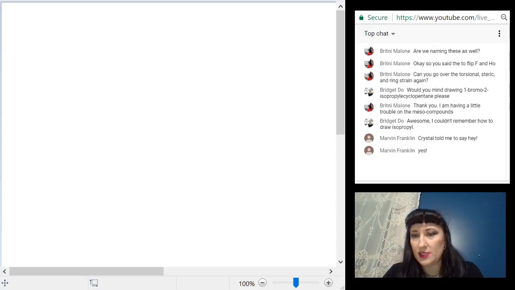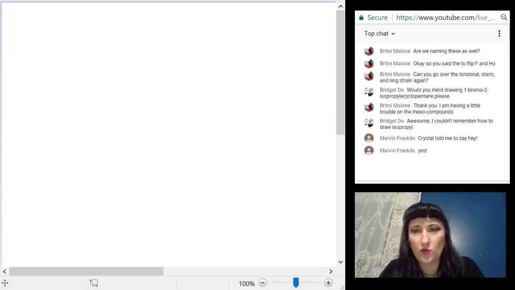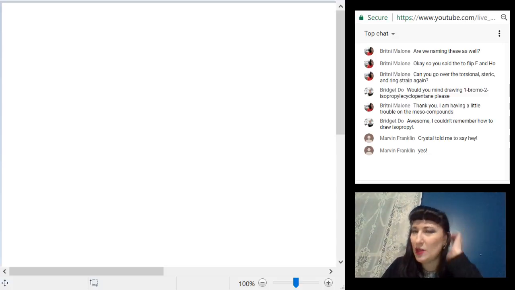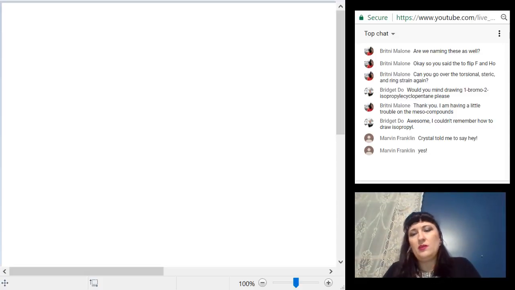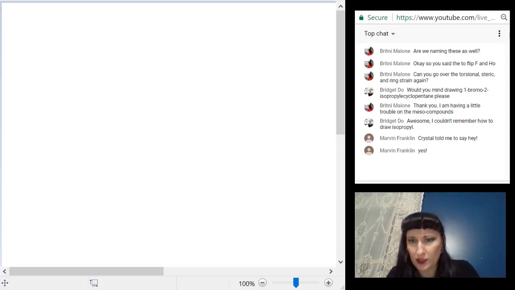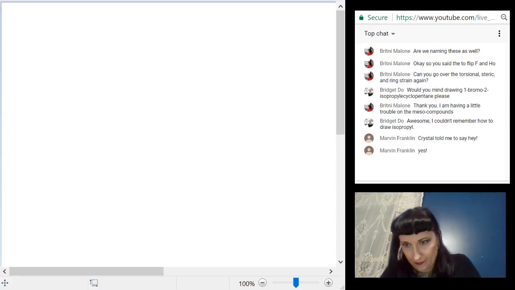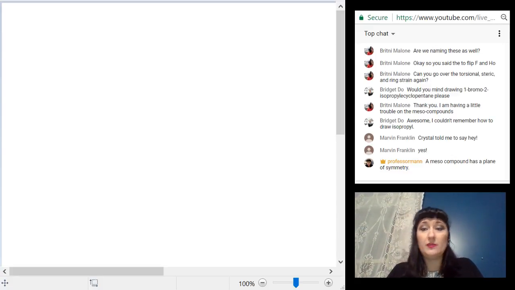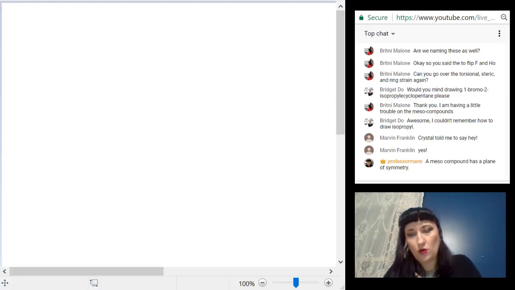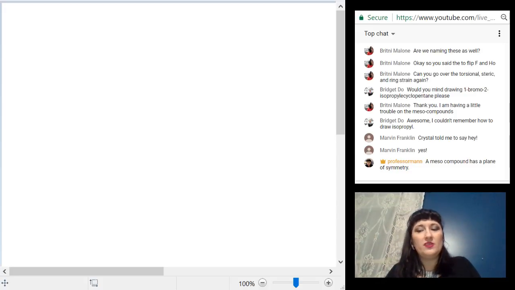I guess I can give you guys a definition if that's what you want. I've said them in class, but I probably didn't write it like this on the board. But a meso compound has, oh, I'm putting this in quotes, I'm not quoting myself, "a plane of symmetry." Check. It has more than one chiral carbon, but because of the symmetry, the molecule is achiral.